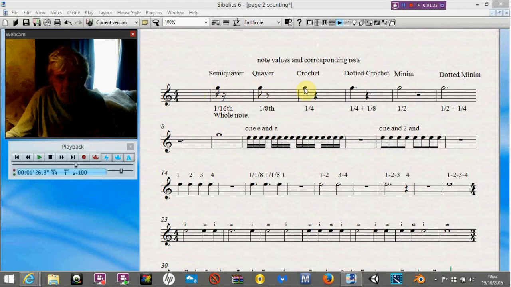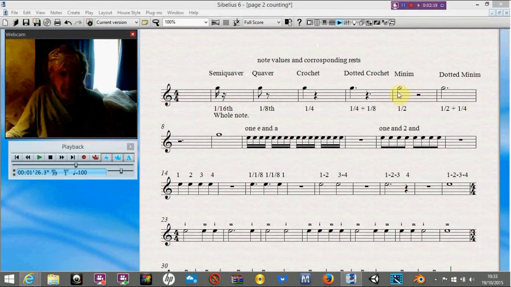This is a crotchet. This is 1 quarter note. There are 4 quarter notes in this measure, as depicted by 4 quarter notes and its corresponding rest. Now we have 1 quarter note and an 8th rest with it, which means that the duration of that dotted crotchet goes for 1 and an 8th beat in its value. Now we have a minim, which is a half note.